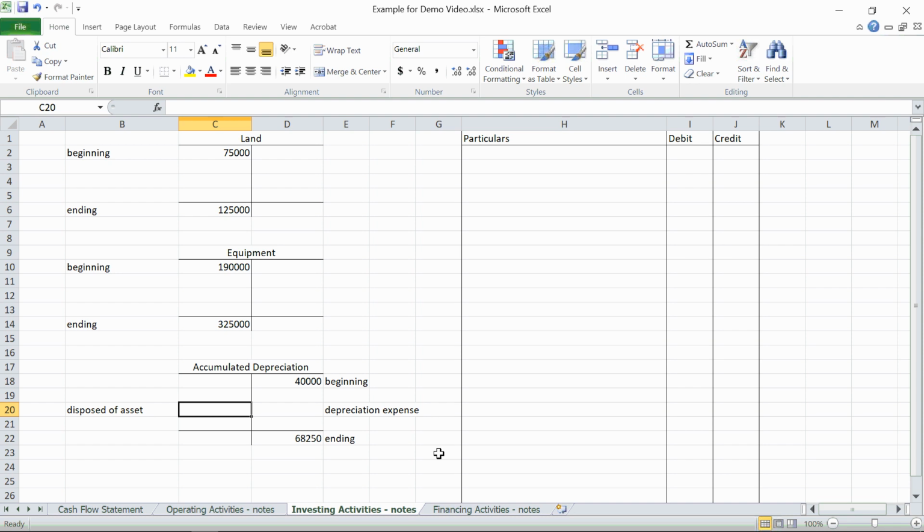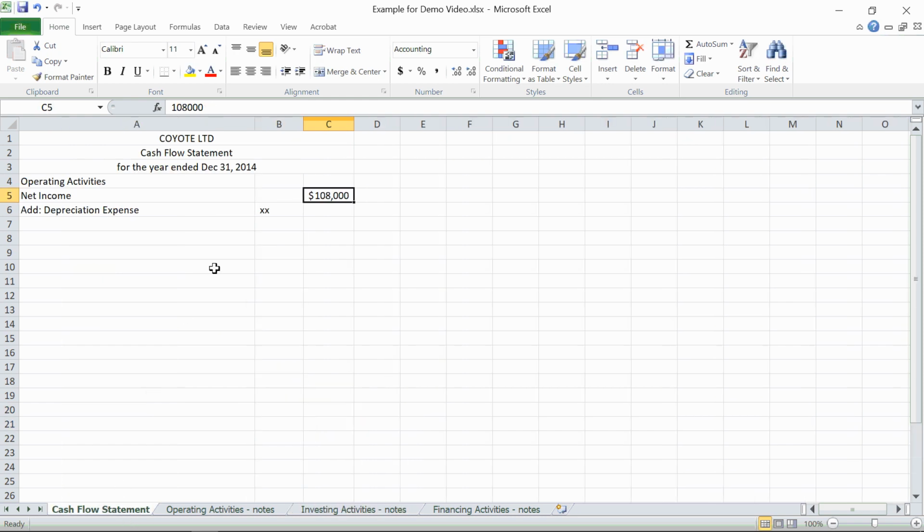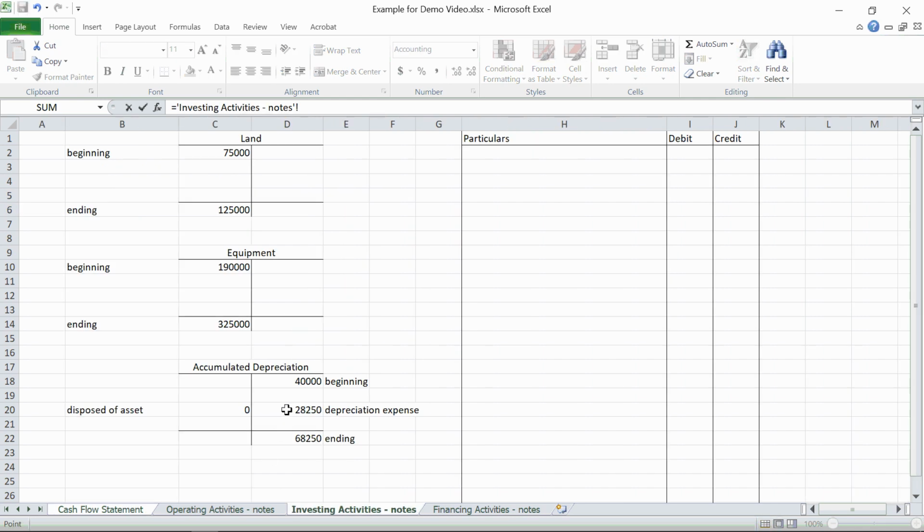Now, it tells us in the additional information that no equipment was sold during 2014, so there would have been no debits to the accumulated depreciation account because equipment is our only depreciable long-term asset here. Land doesn't depreciate, and that means the entire difference in the accumulated depreciation account is the result of the depreciation expense. So I'm going to go back to my cash flow statement and pick up that number.